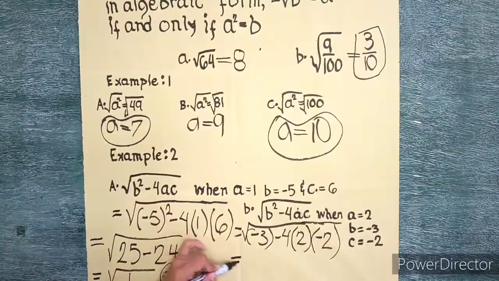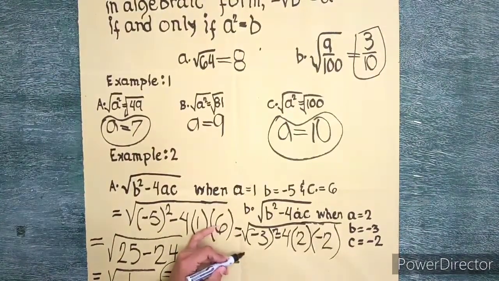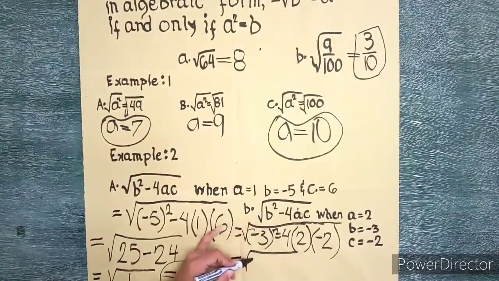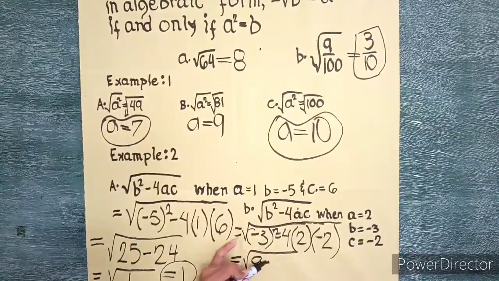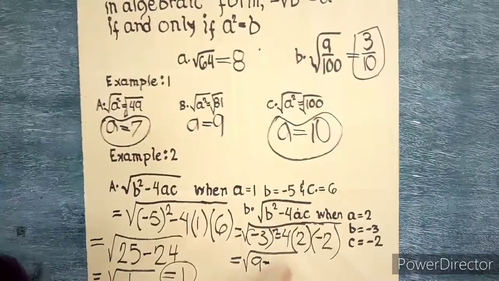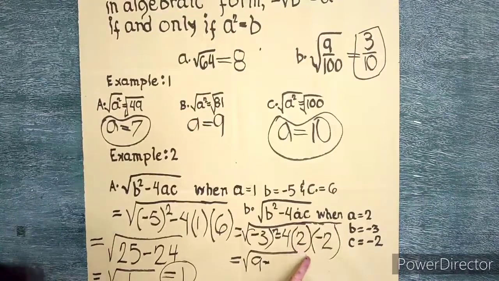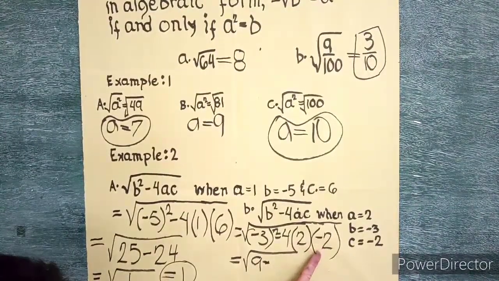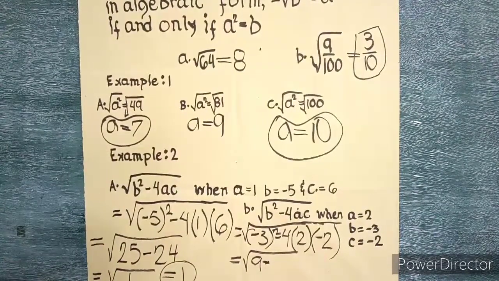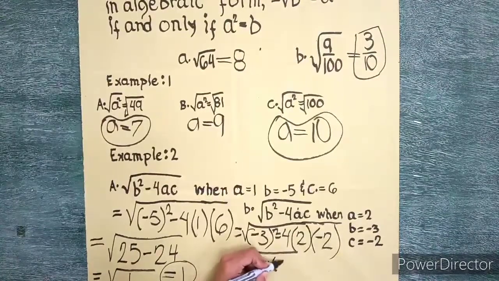Then, simplifying, negative 3 squared, that is 9. Okay, square root of 9. Then, minus 4 times 2, that is equals to 8. 8 times negative 2, that is 16. Okay. 16. Negative 16.